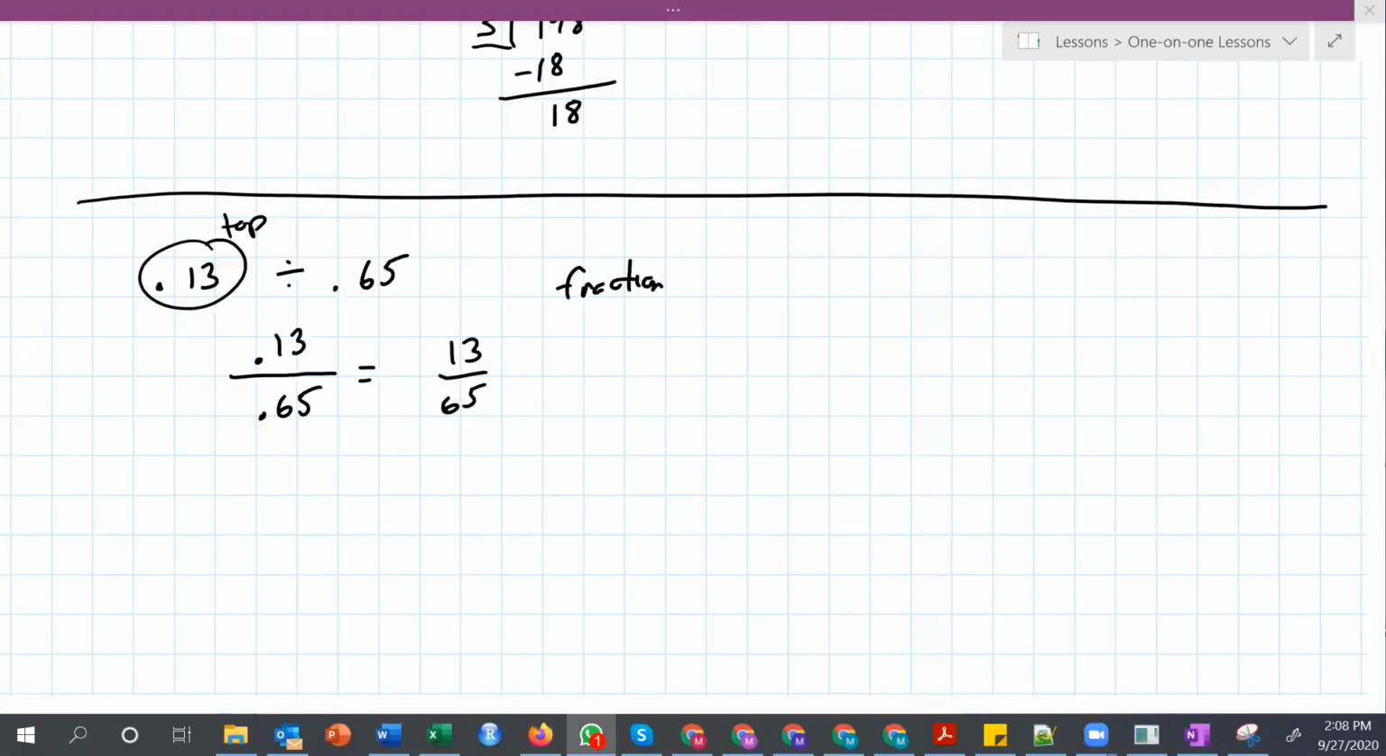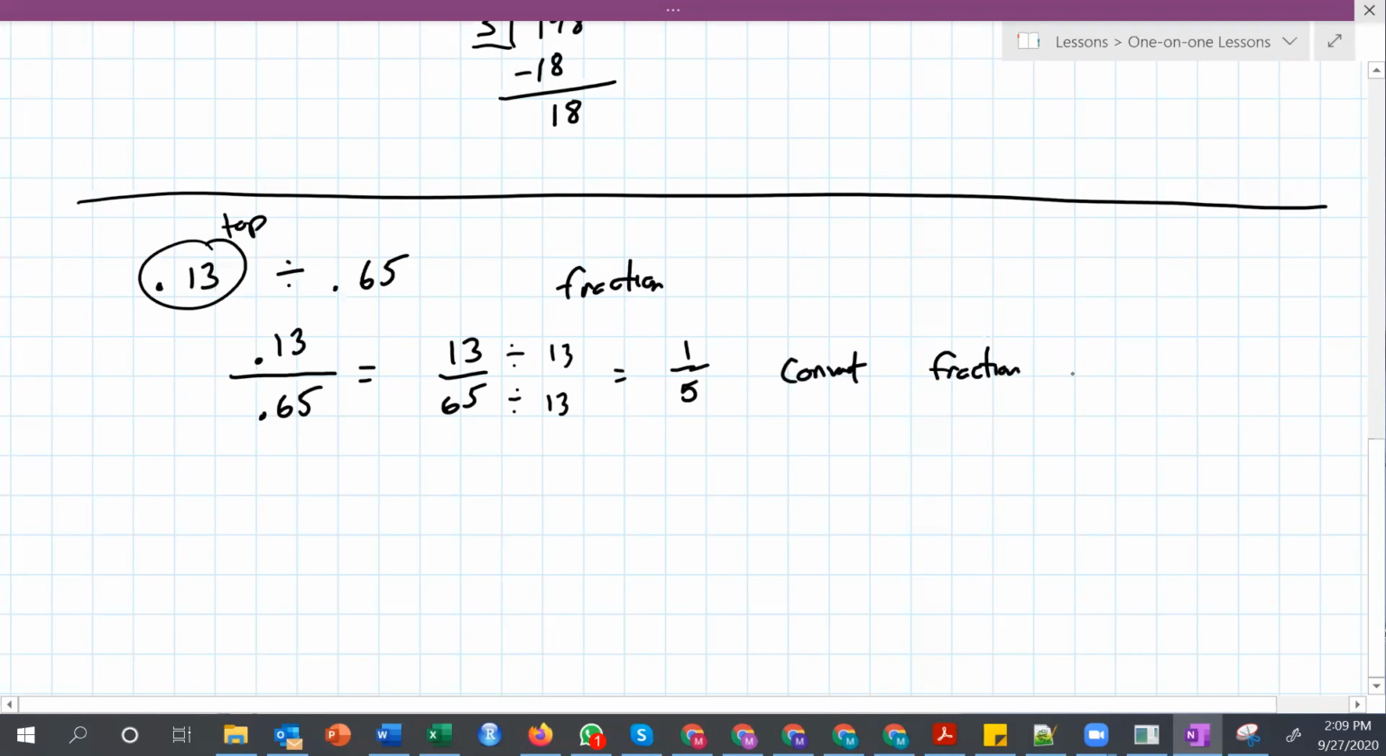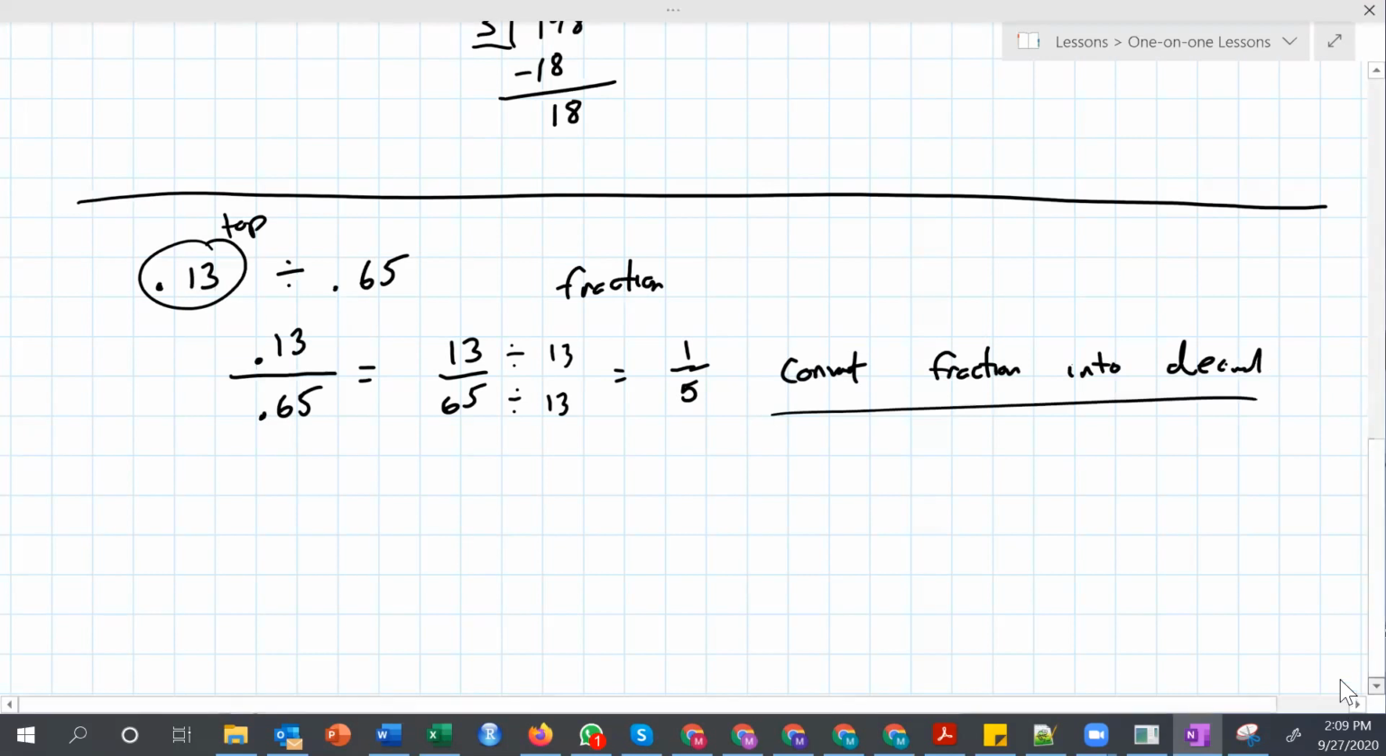Like, this does go in. And the number is 13. So they're both divisible by 13. And this becomes 1/5. Now, have you talked about how to convert a fraction into a decimal? I don't think so. Okay. So let's do a few more here.